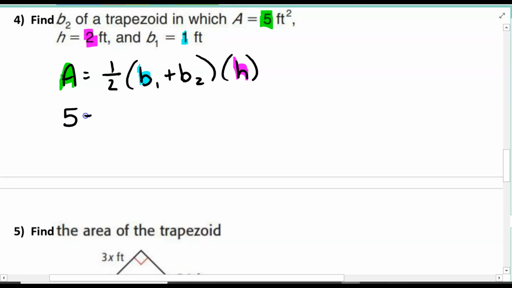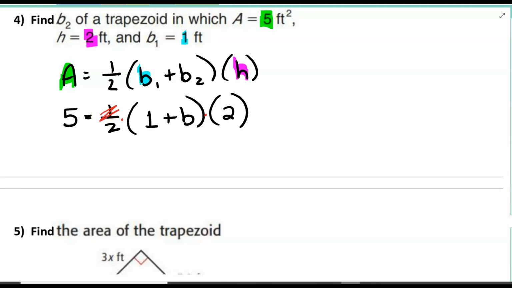And I'm going to use all of that to find the other base. So I plug 5 in for my area. I plug 1 in for that base. I know I'm looking for the other base, and I know my height is 2. I have quite a few options for what I could do next from here, but something I can acknowledge is that if I'm looking at 1/2 times 1 plus b times 2, I can multiply any two of those together.